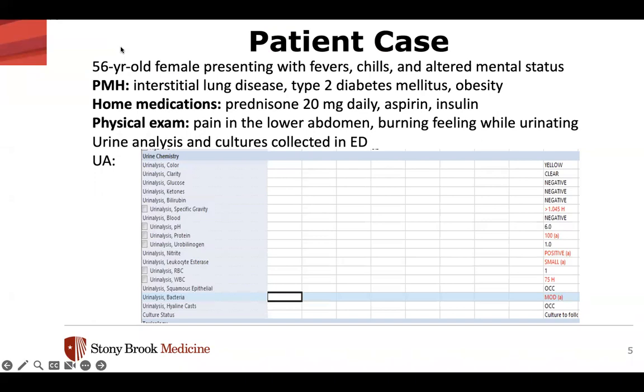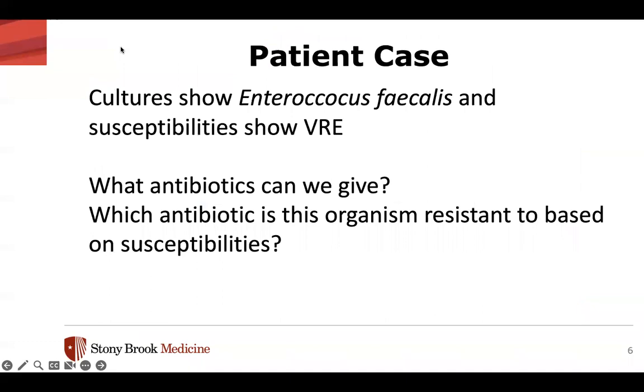Looking at the UA, it is showing positive nitrites and a small leukocyte esterase. Cultures are showing Enterococcus faecalis, and susceptibilities are showing VRE. So what antibiotics can we give, and which antibiotic is this organism resistant to based on the susceptibilities? I just want you guys to keep the patient case in mind as we go throughout the CE.